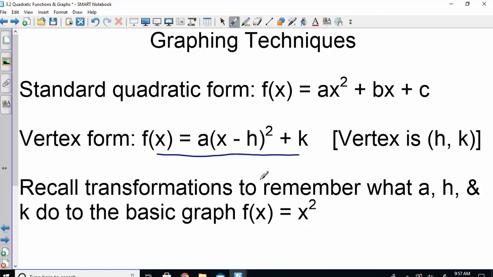When it's written like that, then it's really easy to do transformations to get the graph. It'll move left and right, up and down. So the vertex is actually going to be that hk value. We don't have to learn any new rules for transformations. Everything we've already learned is still true. So all the same transformation rules that we've had in the past.